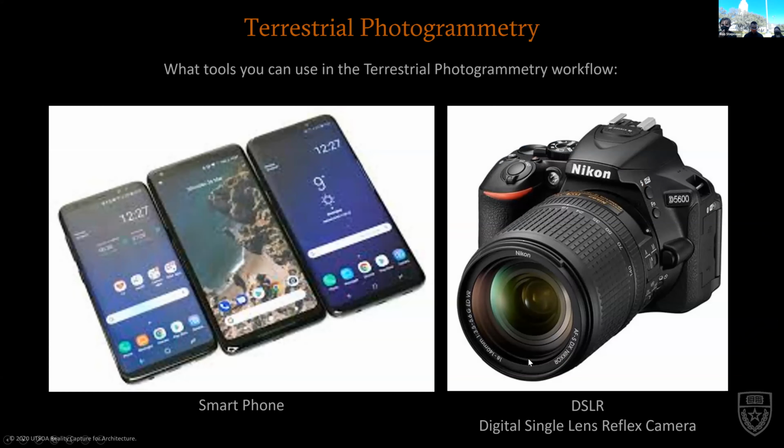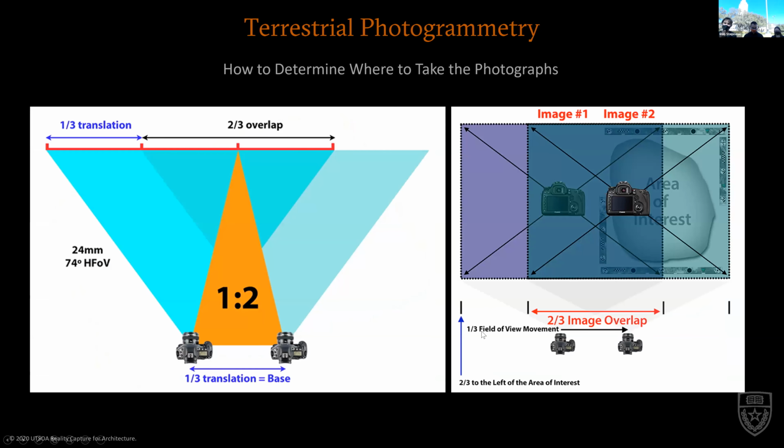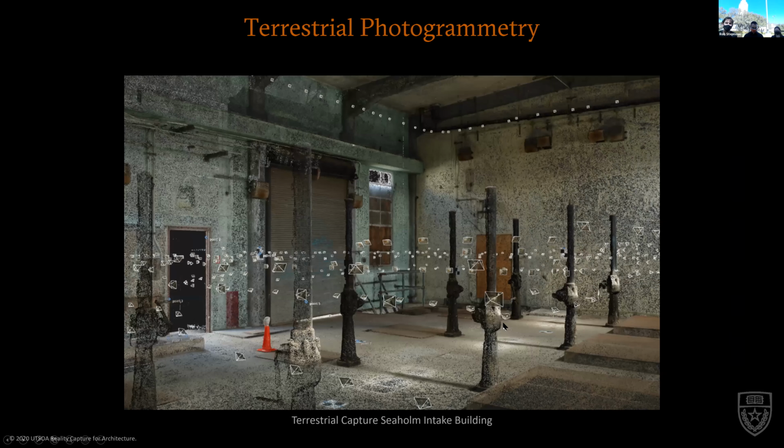And again, this is not that complex of a technology. A lot of it exists kind of on the computer in terms of finding those points. So really you can use anything as simple as the smartphone that you might be watching this on right now. Again, you're kind of looking to have those overlaps in the photos so that it can find those points in common. So the good rule of thumb is about a 1/3 translation so that you have 2/3 of overlap within each photo. This is an example of the Seaholm Intake Building here in Austin.